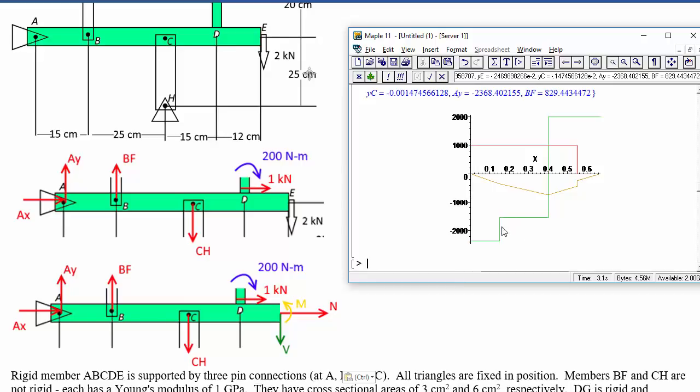The shear force starts out at negative 2,000, counteracting AY, and then jumps up after we pass BF, jumps up a lot more after we pass CH, and at the end is just sort of doing the same work as the 2K would be applying at the end there. The moment starts at 0 and ends at 0, which is what you'd expect if you don't have any point moments applied at the start or the end. So everything looks good.